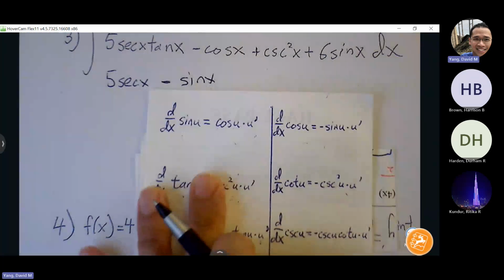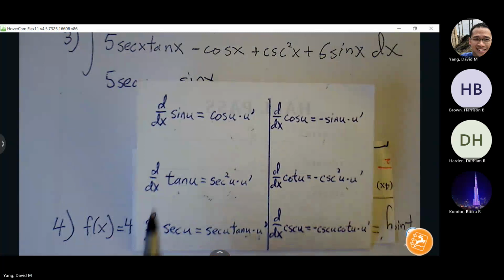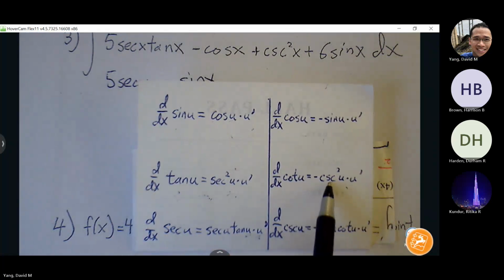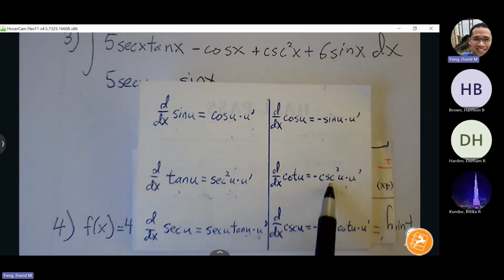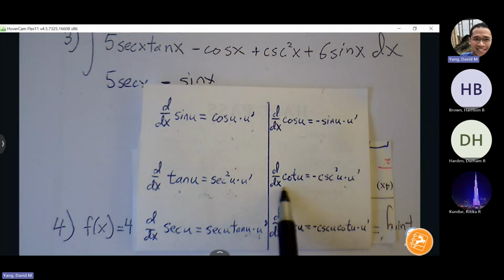Do we see cosecant squared show up on the right side? What do you think the antiderivative of positive cosecant squared will be? Well, the negative has to go somewhere, right? So we've got to bring that negative over. It becomes negative cotangent.